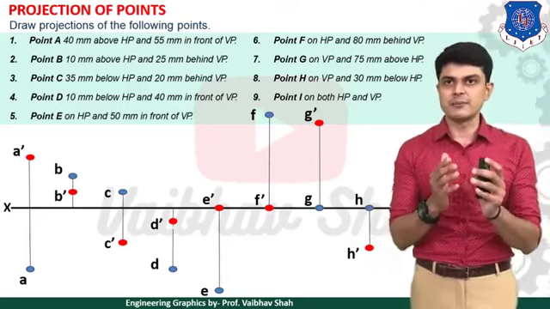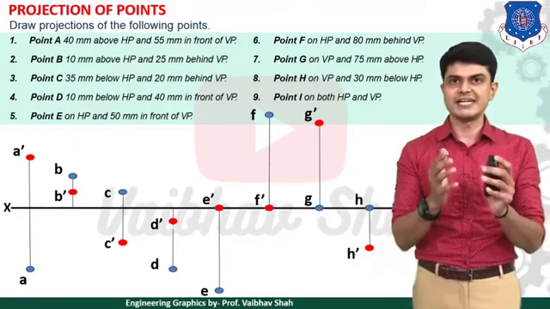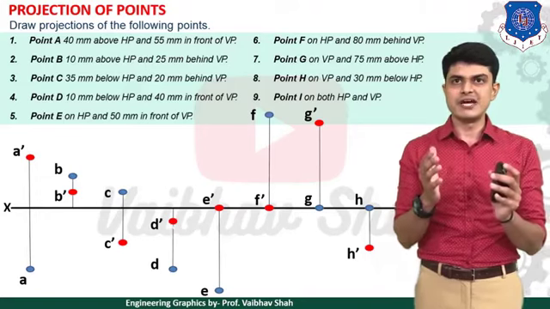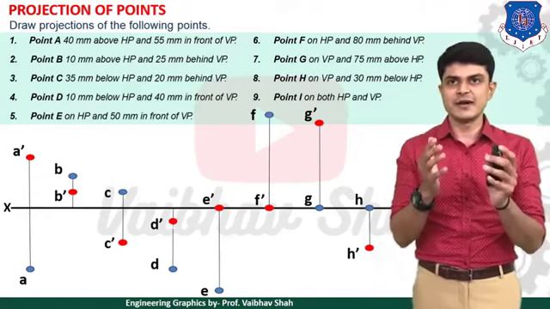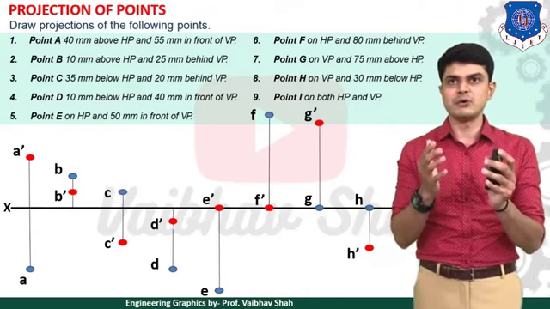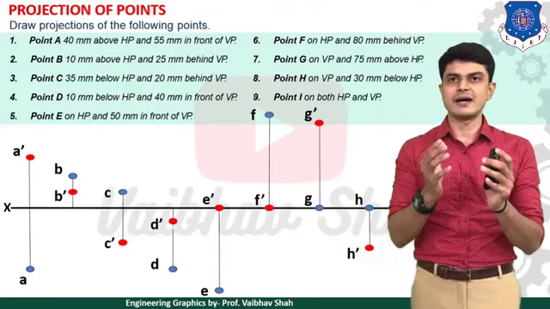After that, we will have a third point, point C, which is 35 mm below HP and 20 mm behind VP. So below HP means what? Below XY line. So we will have point C dash below XY line, 35 mm below XY line. So let us draw point C dash 35 mm below XY line.